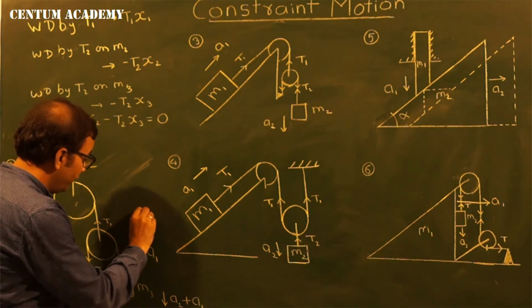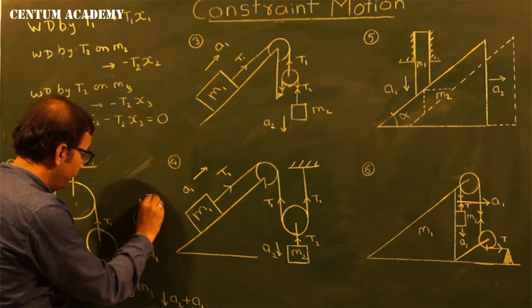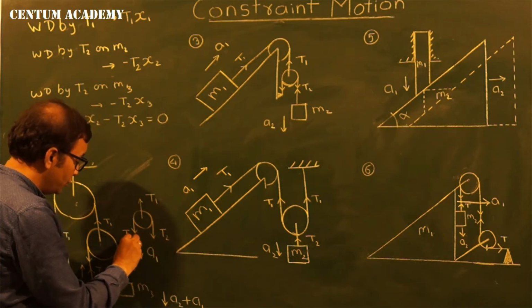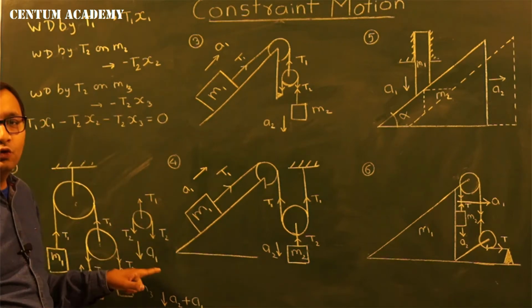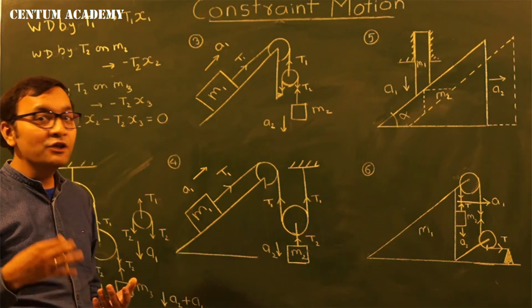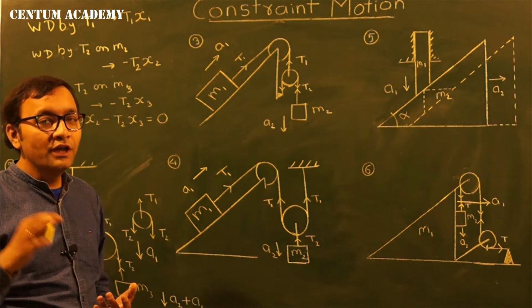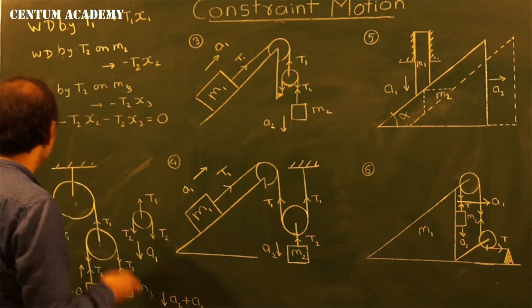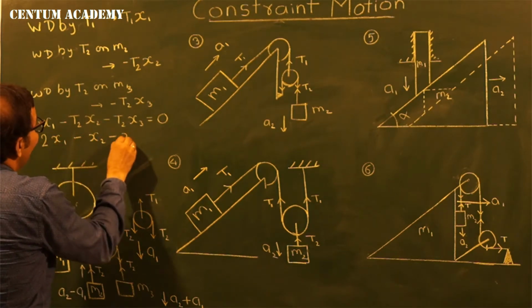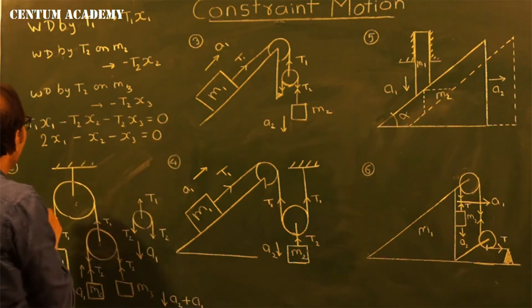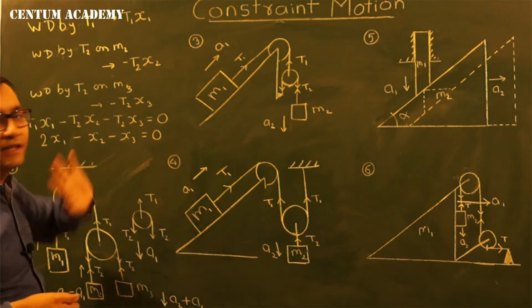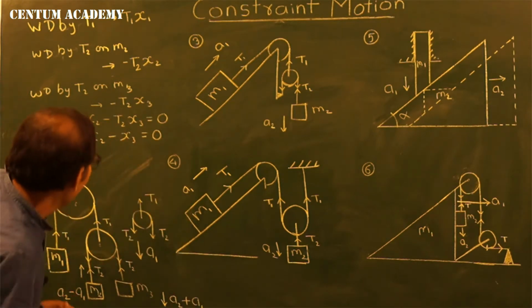If you draw the free body diagram of pulley P2, you'll get T1 force here, and this is T2, and this is T2. You'll get T1 minus 2T2 is equal to mass of pulley into acceleration of pulley. Mass of pulley is 0, so T1 minus 2T2 will be equal to 0. So T1 is equal to 2T2. If I substitute that, T2 will get cancelled, and you'll get 2x1 minus x2 minus x3 is equal to 0. Right?